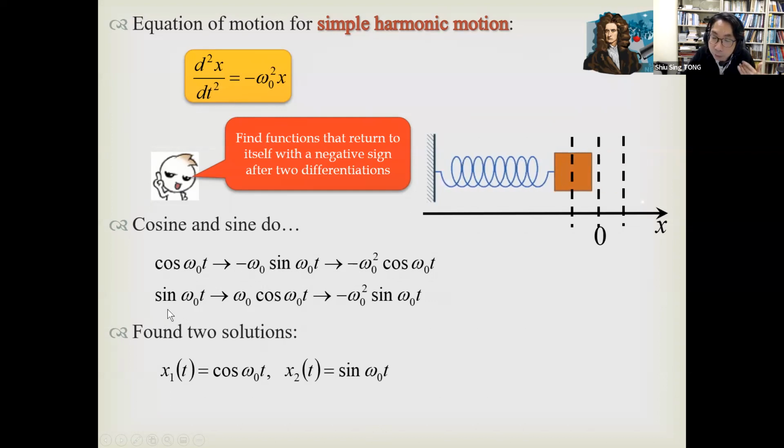Again, if we start with a sine and differentiate it, we get a cosine with omega naught. Differentiating again, we get minus sine with another omega naught. So again, we get minus omega naught squared sine. Now you see, after the differentiation, the cosine goes back to a cosine and the sine goes back to the sine, but with a negative constant, minus omega naught squared. So both cosine omega naught t and sine omega naught t are solutions.